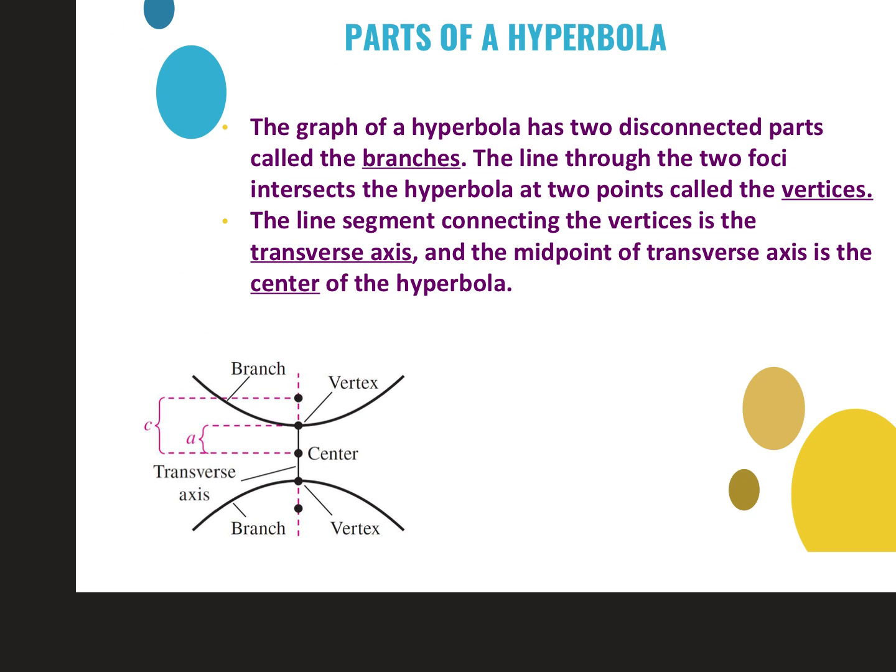Vocabulary is important so if I say something, you know what I'm talking about. These little, some of you guys call them wings, half parabola things. What they're called in a hyperbola is a branch. So you have two branches in a hyperbola. You either have one going up, one going down, or you have one going left, one going right.